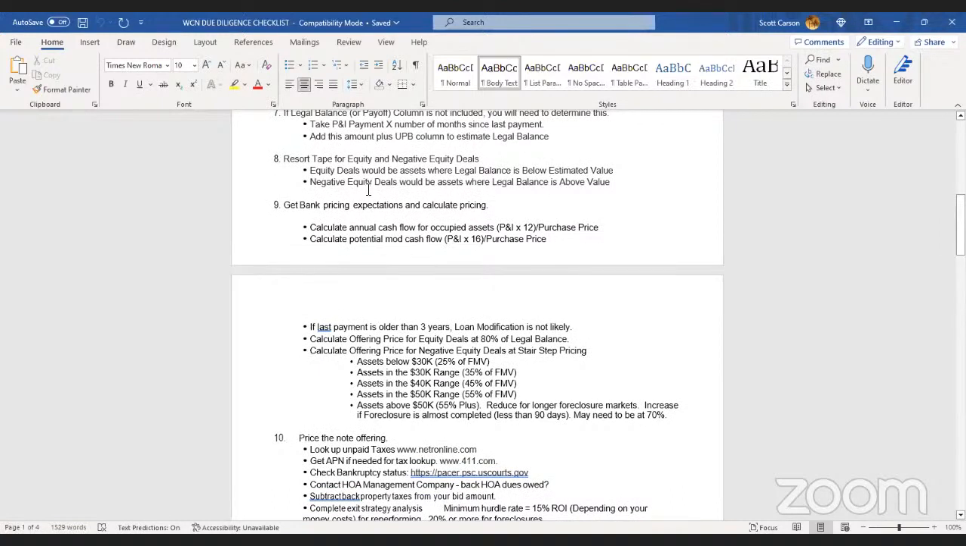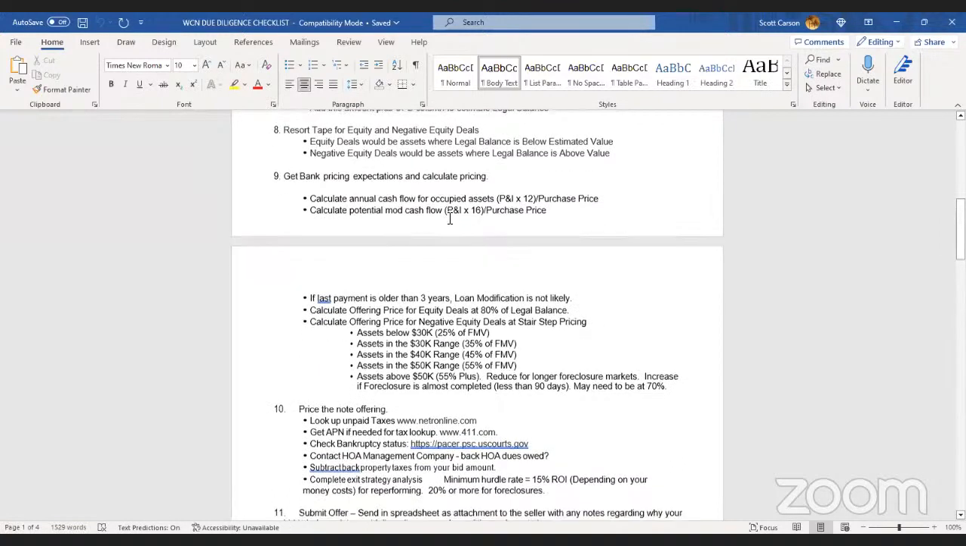Like I said before, you're going to ask for price expectations. If they have not given them to you, then you've got to put your price expectations roughly in there and calculate what you're going to offer and start calculating estimated ROIs. I always like to put an annual cash flow for occupied assets. That's where I take the principal and interest amount, multiply by 12 months and divide it by the purchase price.